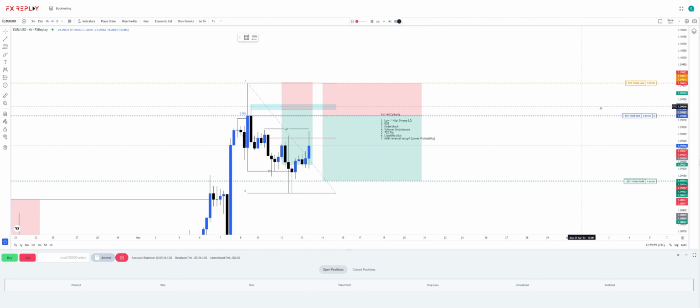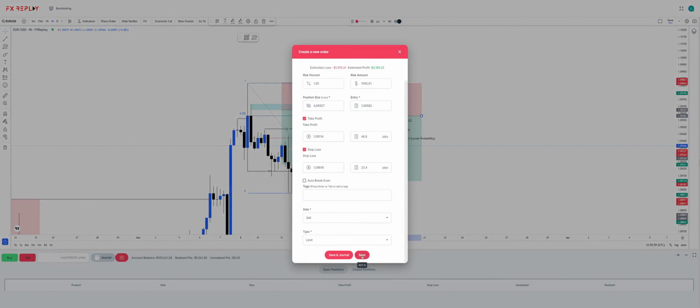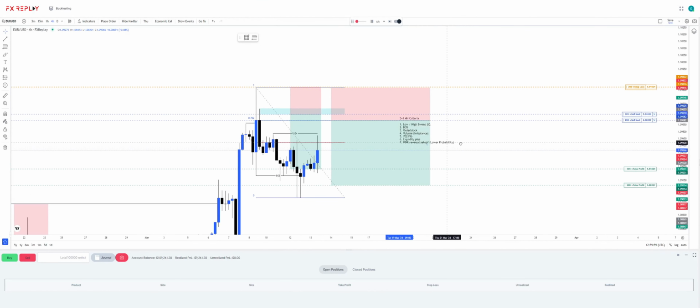Okay, so let's quickly go and remove those limits. I don't know which one's which here, and just replace them. And this is a valid setup. Okay, so all our criteria is in place. Let's see what happens.